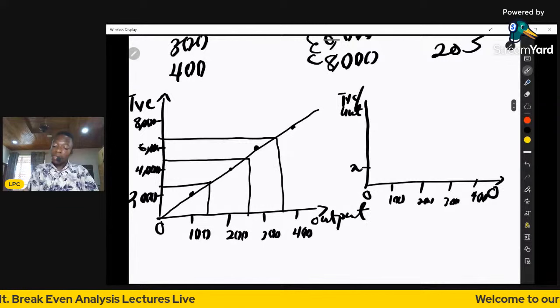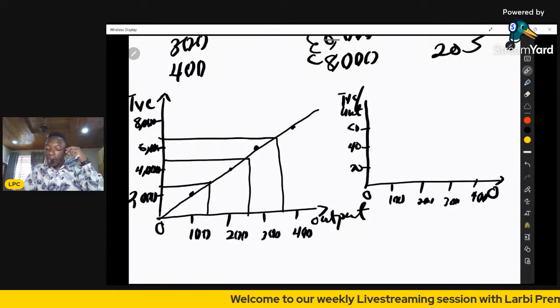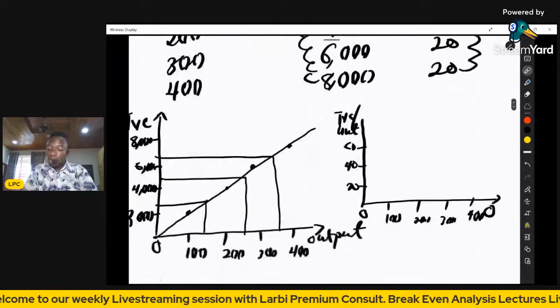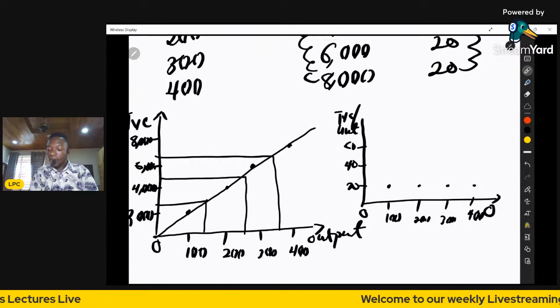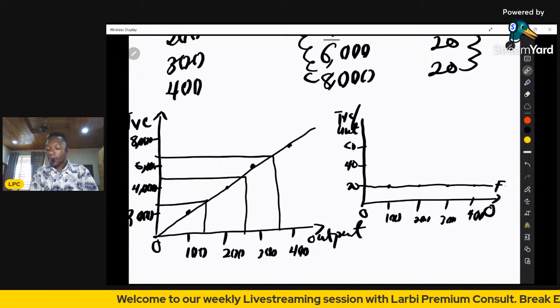What is happening here? At the level of 100, our total variable cost per unit is 20. So we have 100, 20 here, 20 there, 320 here, and then 20 here. Then when we draw a line to pass through these points, we have a straight line. It's actually a straight line. So that becomes a fixed kind of curve.